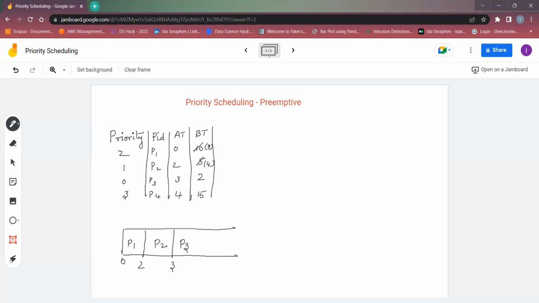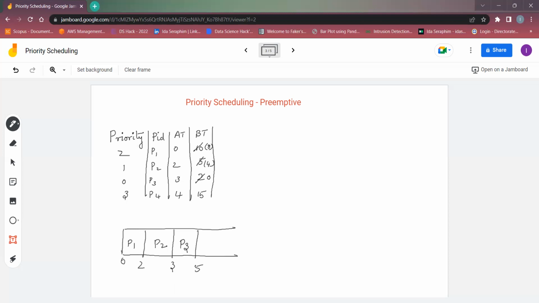P3 starts its execution. When the 4th millisecond arrives, process P4 comes in. P3 is currently running in the CPU. P4's priority is lower than P3's, so there is no swap. P3 is given the CPU and it will run till it completes its execution. It executes for 2 more milliseconds, so the remaining time becomes 0, and P3 finishes at 5.